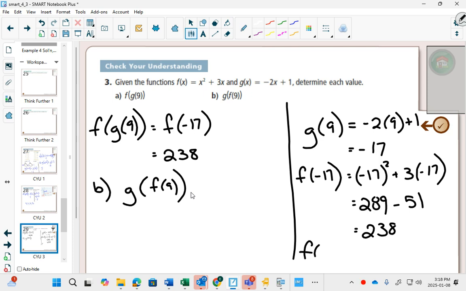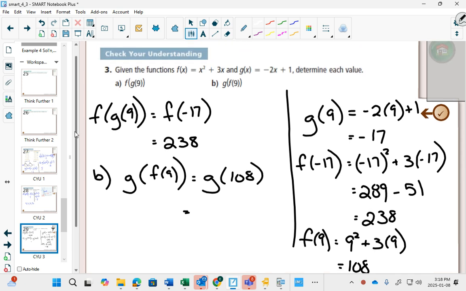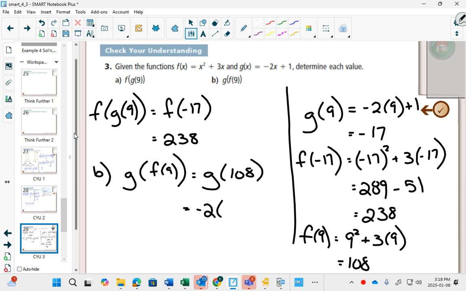I do the f of 9 off to the side. That's going to be 9 squared plus 3 times 9. 81 plus 27. Did you get 108? And then if you plug 108 into g, you're just going to go negative 2 times 108 plus 1. Negative 216 plus 1. Did you get negative 215?